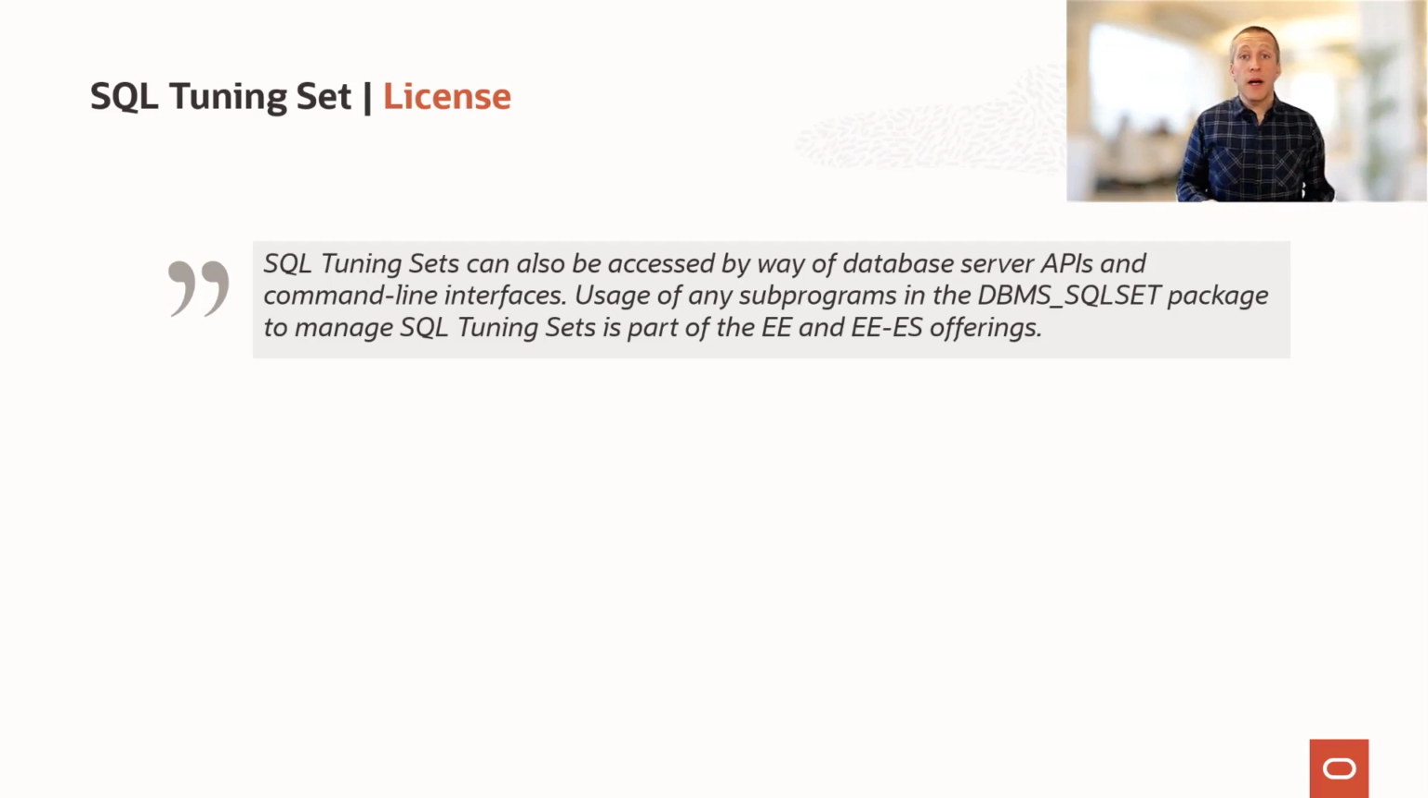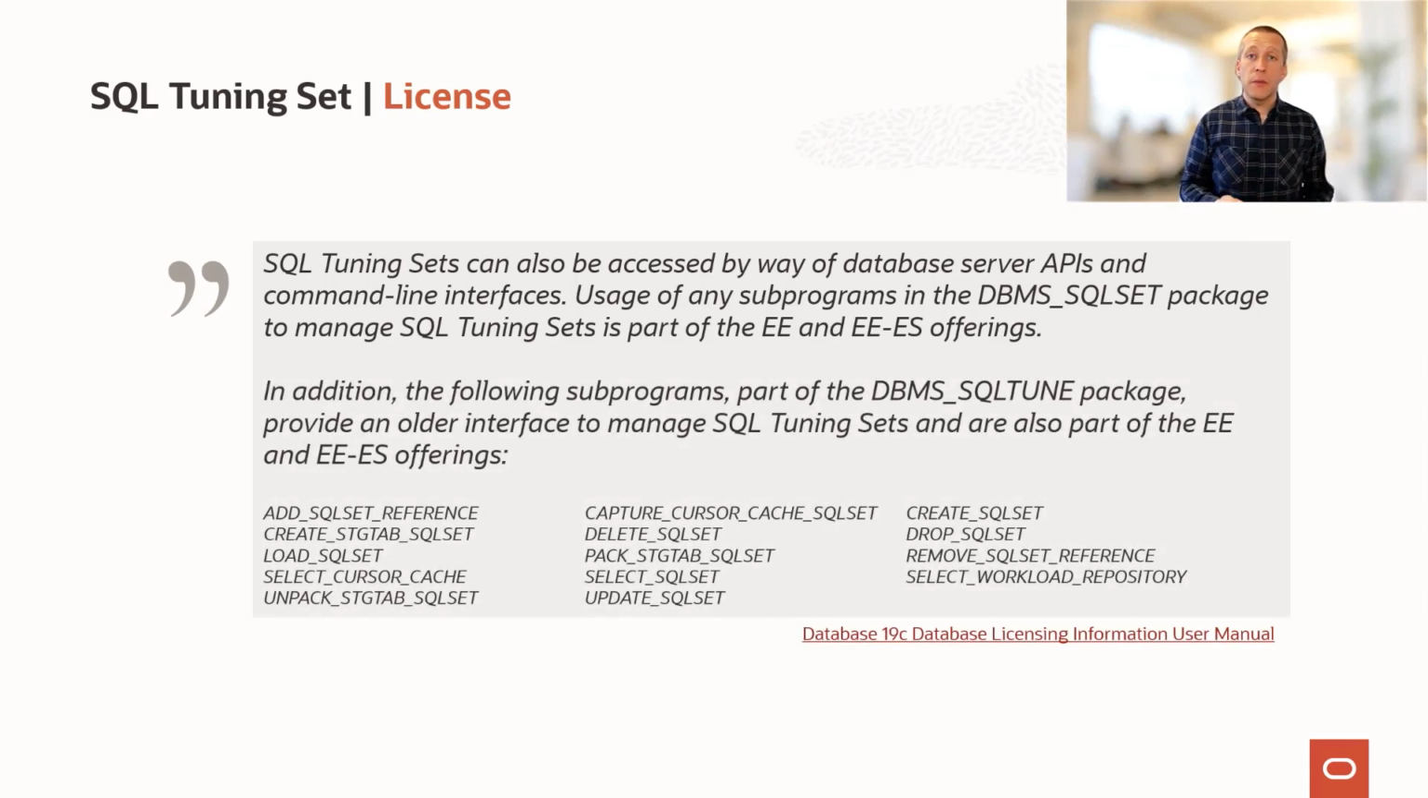SQL tuning sets are part of Enterprise Edition. You access SQL tuning sets via the package DBMS_SQLSET, but it was added in Database 19c. In lower releases, you can still use SQL tuning sets, but you have to use the package DBMS_SQLTUNE. Now, normally that package is licensed in the tuning pack, but you are allowed to use a subset of the functionality with your Enterprise Edition license. But we are not license experts, we're not sales people, so you should always consult your database license information for specific information to your release.